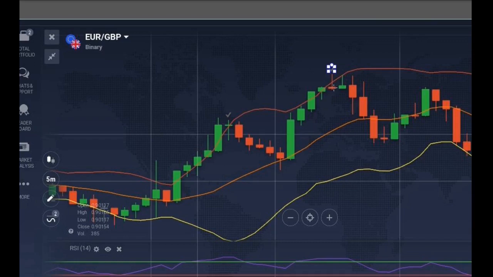Okay, but since the body of this particular shooting star is very small, you might want to wait for the cut back to the middle. So you might want to choose the middle of this wick for the ideal position for a retracement or a cutback. Okay, so you're going to wait for price to cut back to the middle of this wick.